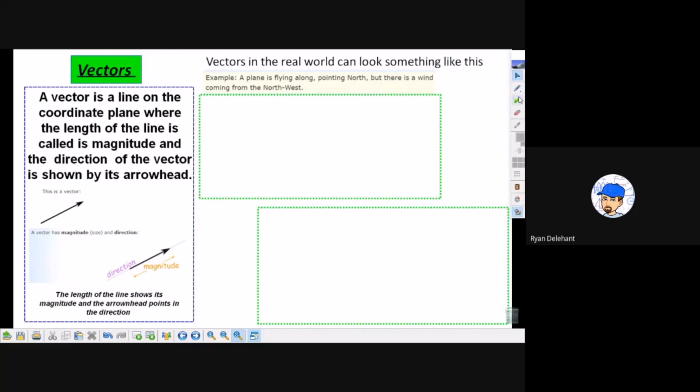So this is going to be something as you're copying notes. Obviously, I don't want you to draw this. This is from the notes that I linked in for you.